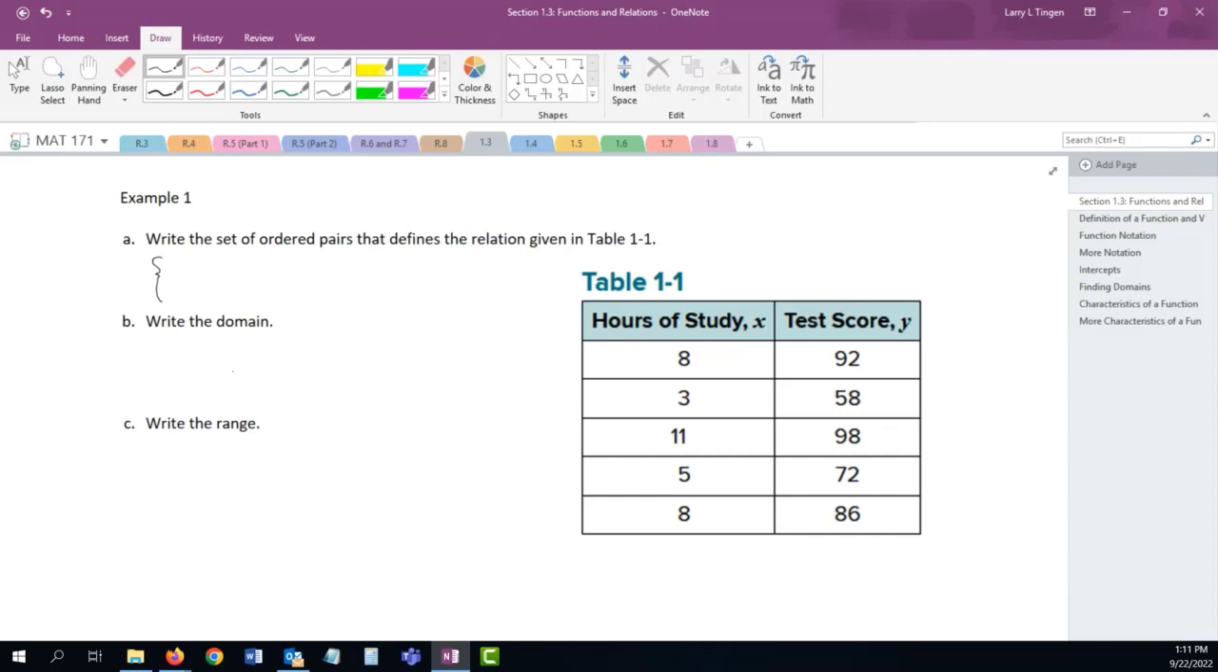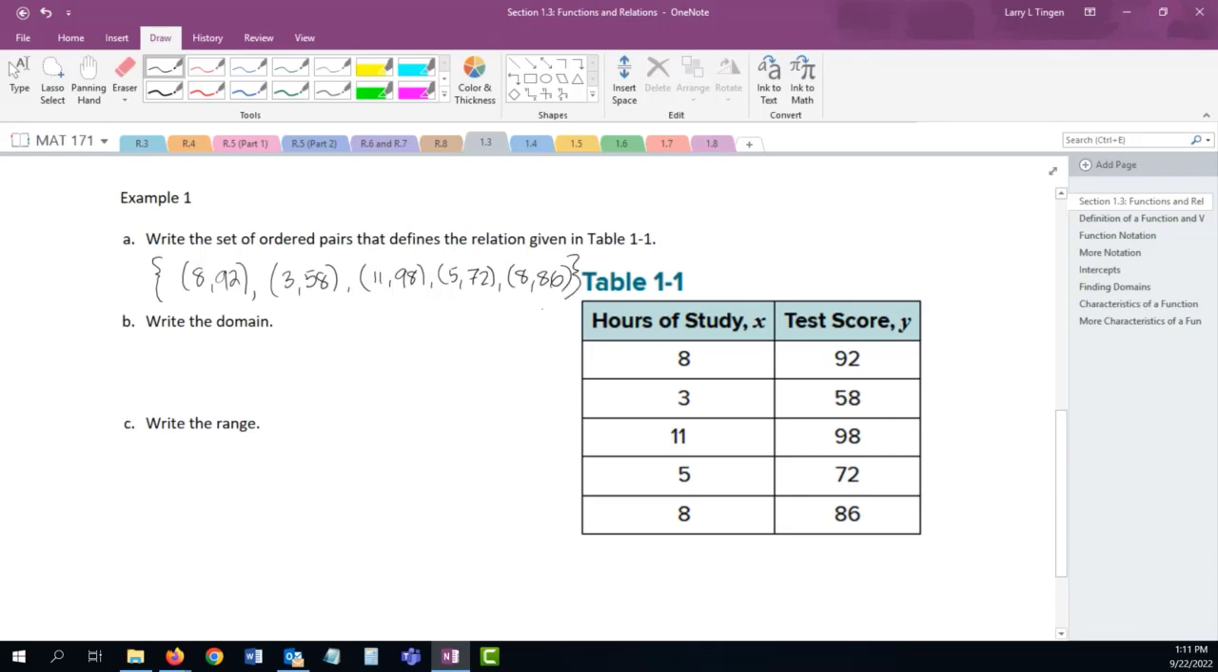So the ordered pairs that make up this relation are 8, 92, right? Because the 8 hours of study gives you a 92, or that was the result of this experiment. 3 hours, so I studied 3 hours and got a 58. Someone studied 11 hours and got a 98. Someone studied 5 hours and got a 72. And then someone studied 8 hours and got an 86.